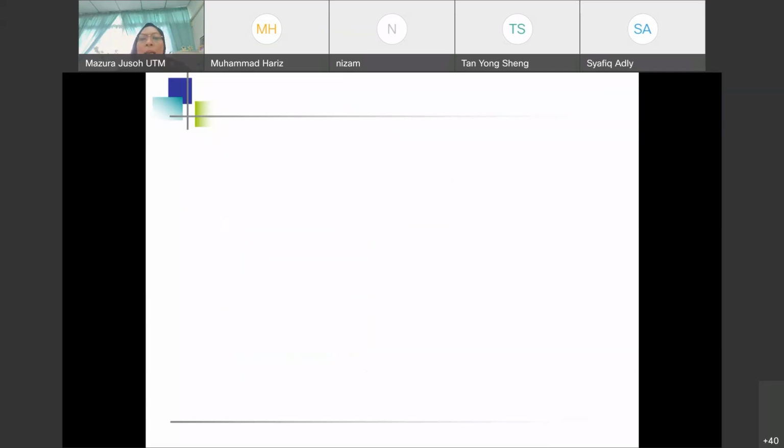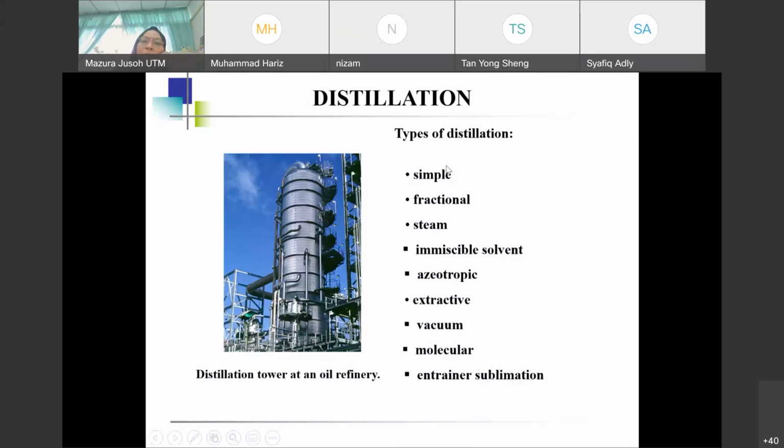So these are all the types of distillation. You have simple, you have fractional, you have steam, immiscible solvent, azeotropic, extractive, vacuum, molecular, and entrainer sublimation. So what you will learn in this topic is only simple, fractional, and steam distillation, I think. Only those. And we will not be covering all this. Alright, so those are the different types of tower that you have. So this is an example of a fractional distillation in the petroleum processing plant or oil refinery.